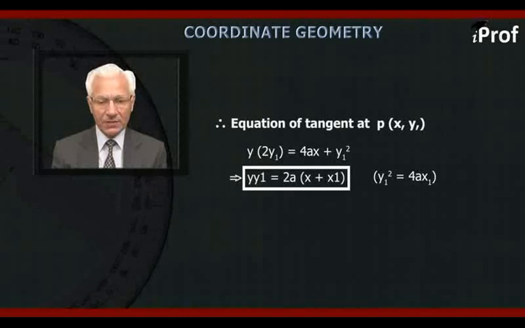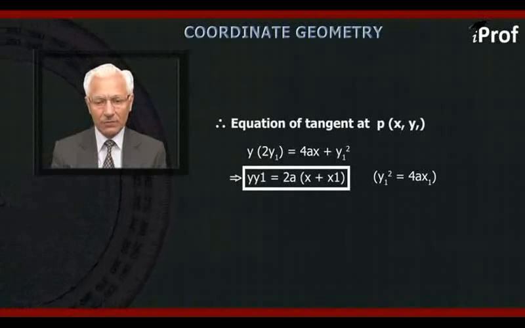Note that it matches with our previous work in circles, that the equation of a tangent can be obtained by changing x squared to xx1, y squared to yy1, and x goes to (x plus x1) by 2, y goes to (y plus y1) by 2, and the constant remains the same. So it matches with that.